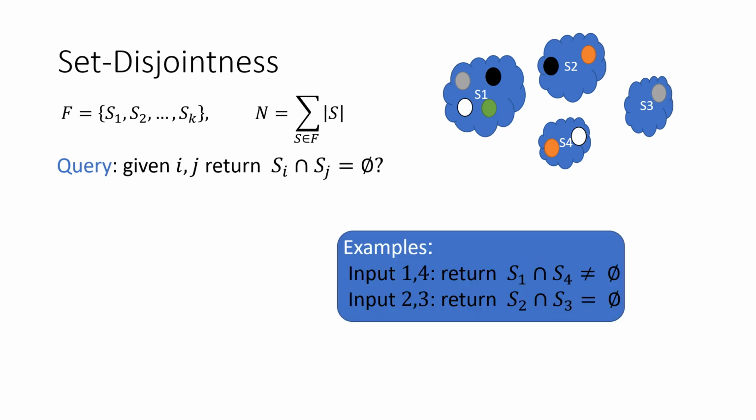If, for example, we're given 1 and 4 as input, we can see that the sets S1 and S4 both contain the white element, so the answer is that the two sets are not disjoint. But if the input is 2 and 3, then we can see that S2 and S3 do not share any elements, so the answer is that they are disjoint.